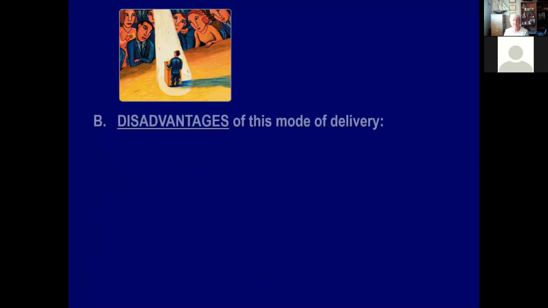There are disadvantages of this mode of delivery that you have to be aware of. And that's one reason I wouldn't use it very much with you at this point, because I want you to get the science, the principles, and then develop those yourself before I take you to a higher level course doing this.